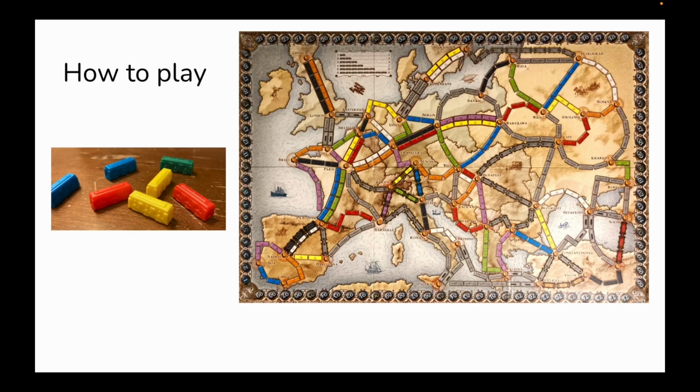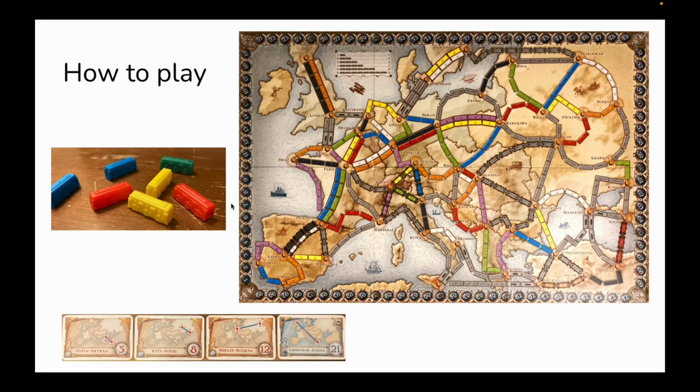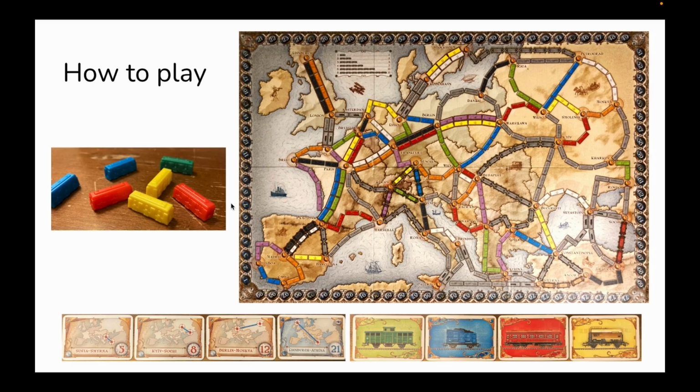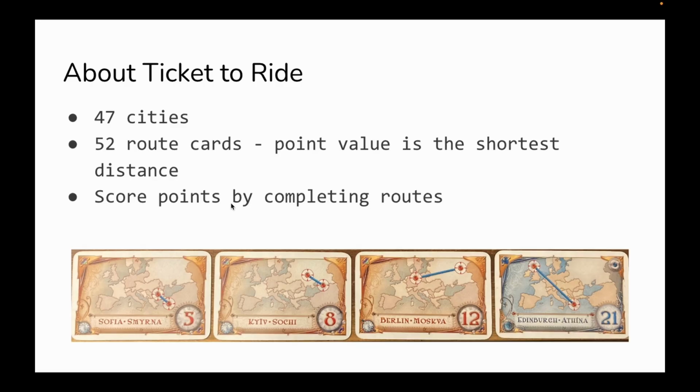So how do you play Ticket to Ride? Here is a board of Ticket to Ride. It has cities connected by train routes. You score points by completing routes. The point value is the shortest distance. To complete routes, you collect colorful cards and play them matching the map. You also earn points for each train you put down. There are 47 cities and 52 routes. The challenge is because there are a limited number of routes, I know where you're going and can block.